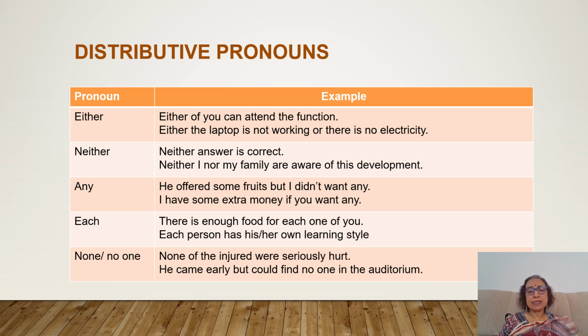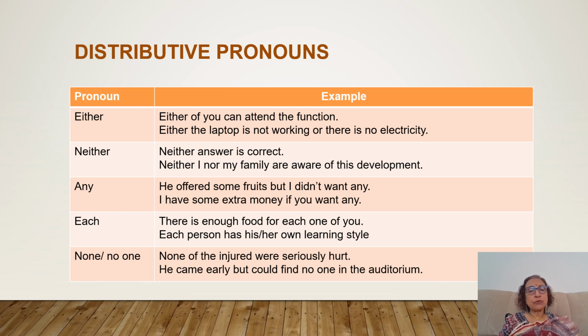Each person has his or her own learning style. Now, looking at these 2 sentences, you will find that distributive pronouns are also distributive adjectives, because each person, each one, these are all the adjective usages. The word is a pronoun, the function is adjectival.